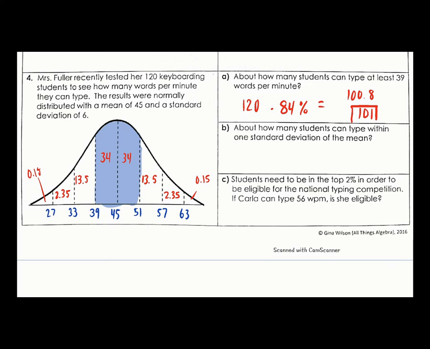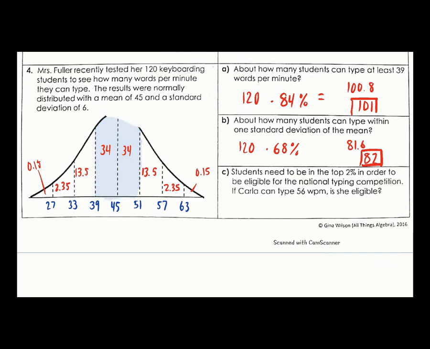So let's look at B. It says about how many students can type within 1 standard deviation of the mean. Well, that's 68% of the students. But how many would that actually be? Well, it's 120 times 0.68, right? So that's 81.6 students, which would round up to about 82. About 82. All right, and then let me erase this. And again, I'm sorry that I messed you up. Hopefully you went back and changed those.